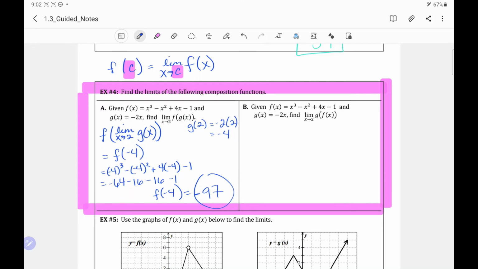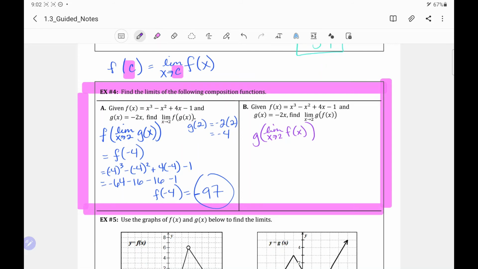Okay? Same thing on B. We're given f of x and g of x. You'll notice they're exactly the same. But what's different is right here, g is on the outside and f is on the inside. So what we're going to have is g of the limit as x goes to 2 of f of x. So we plug in this time for f of x first.